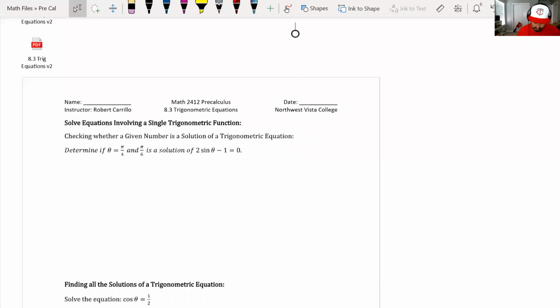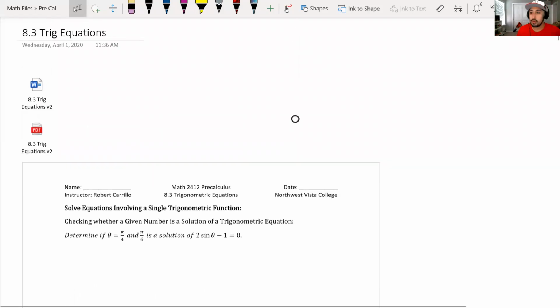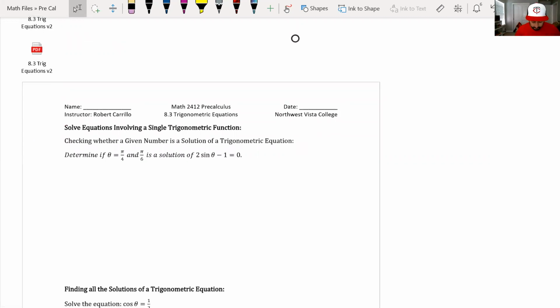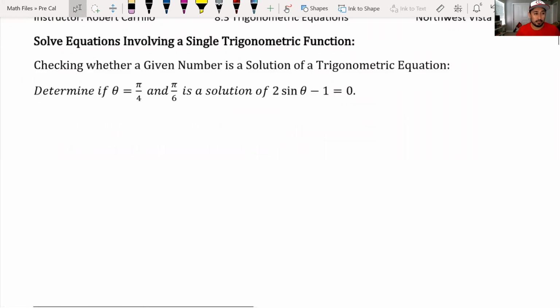All right, welcome. This is 8.3 trig equations. So we will be solving trig equations using the unit circle and just using identities and algebraic methods. So start with a little warm-up.